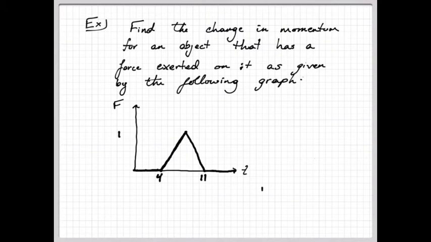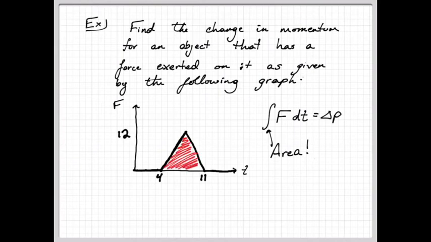So this is going to be between 4 and 11 seconds, and we'll say the force peaks at around 12 newtons. Now the impulse momentum theorem tells us that the integral of force over time is equal to the change in momentum. But remember from calculus that an integral is simply the area under a force time curve based on these variables. So what we want to do is find all this area.